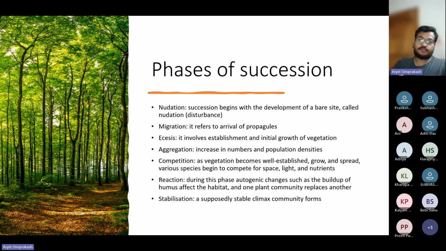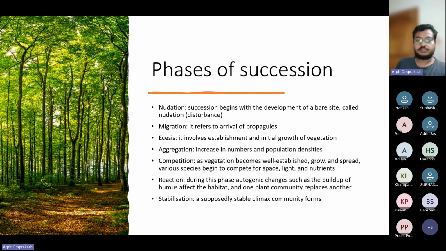So these are the various phases of succession. The first phase is called nudation, where there's a development of a bare site. This is generally caused by disturbance such as tectonic activity, volcanic activity, wildfires, and things like that. Then we have migration, not like the normal definition of migration, this is not a population that is moving from one place to another. Migration here refers to the arrival of propagules, which are seeds or spores that are coming to a given area, this bare site.